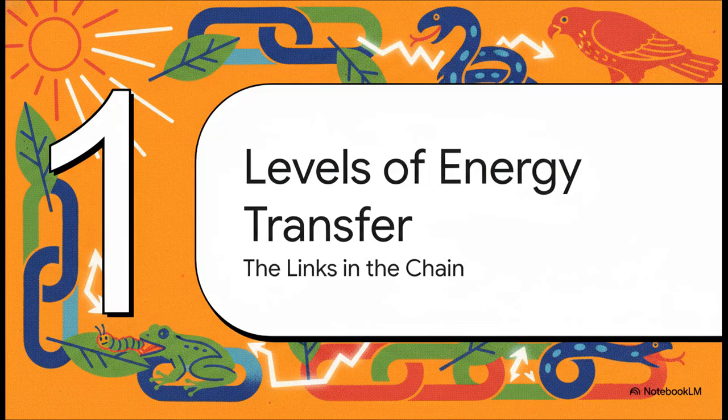Right, but a food chain isn't just some random list of animals. No, it's a very specific, structured sequence. It has different levels, kind of like links in a real chain. And each one of those links represents a step where energy gets transferred.